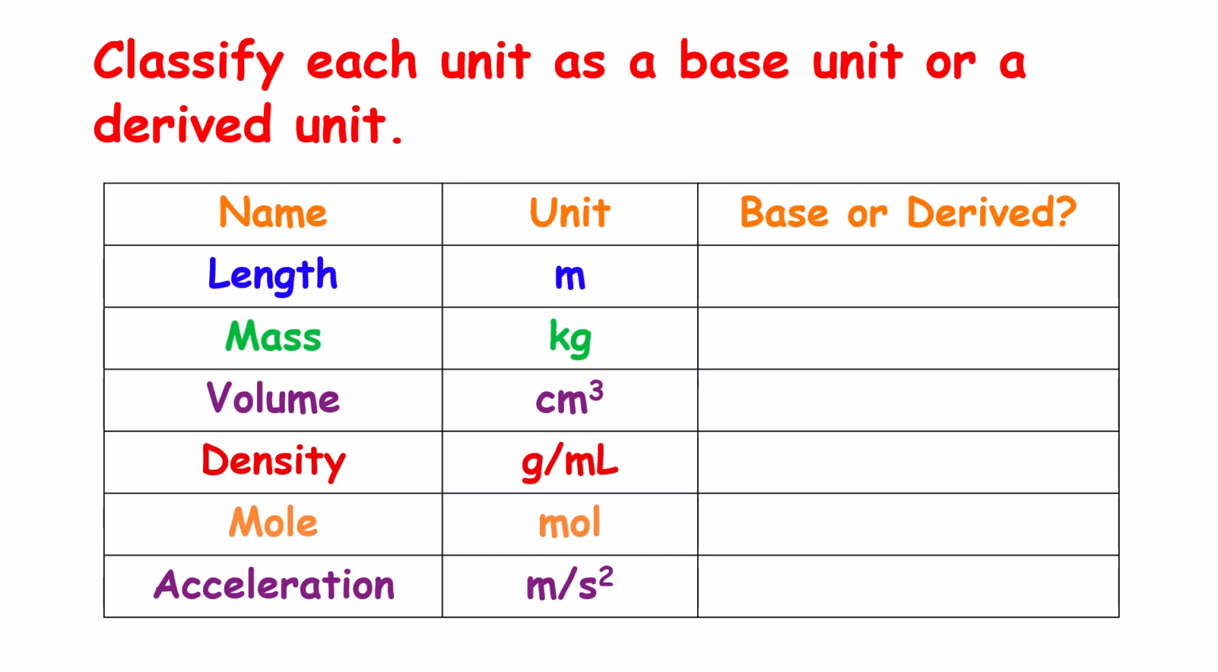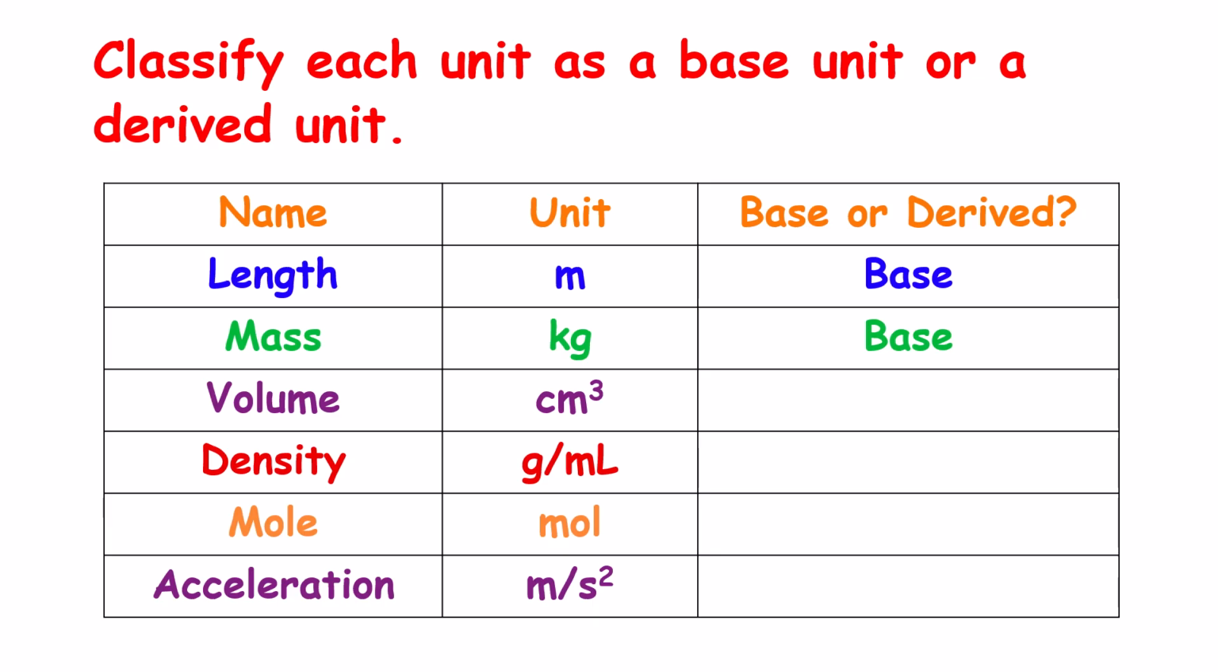So here, let's classify each unit as a base unit or a derived unit. So we have a column tell us what we're measuring, then we have the unit, and then we're going to determine is it a base unit or a derived unit. So we have length. Okay, that's a meter. Well, that's a base unit. That is one of our SI units of the 7 base units we talked about. Next, we have mass in kilograms. That is a base unit. Kilograms is the official base unit of the SI unit system.